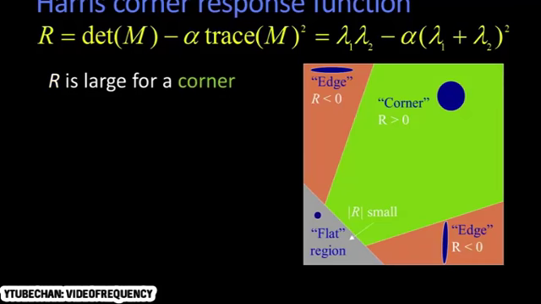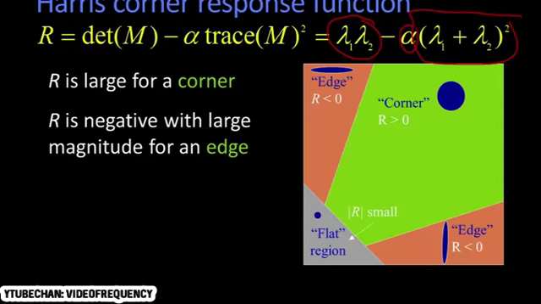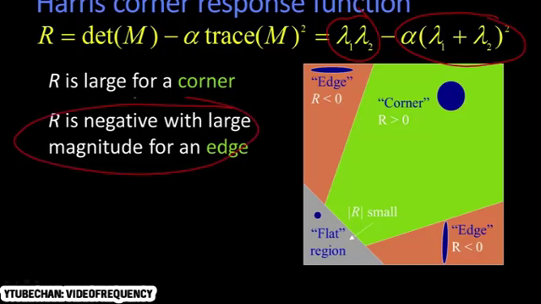So we've already said that R is large for a corner. Why is that? Well, if both lambda 1 and lambda 2 are large, their product is even larger. And if you take the square, it's lambda 1 squared plus 2 lambda 1 lambda 2 plus lambda 2 squared, which you subtract off. But you're subtracting off only alpha of it, a small amount, so it's still going to be large. But if only one of the lambdas is large, then the product term goes small, whereas the squared term is large, so the R value is negative.